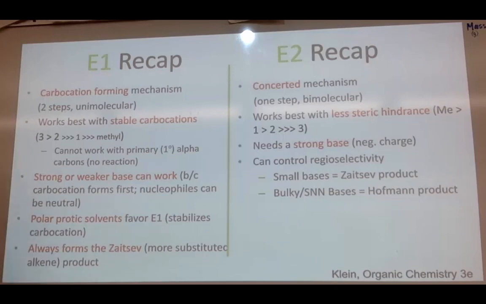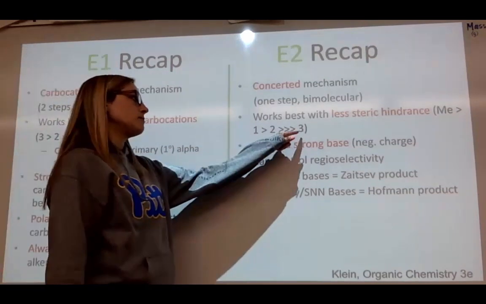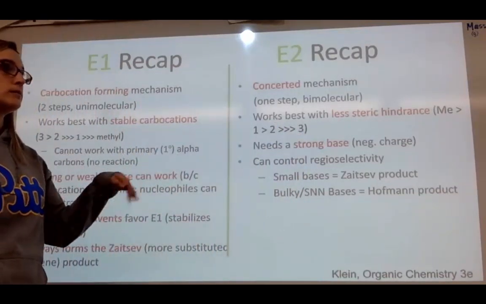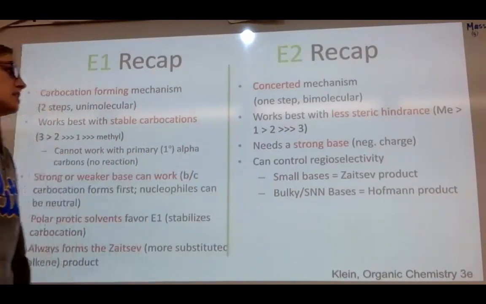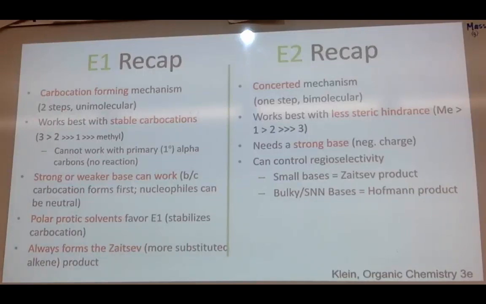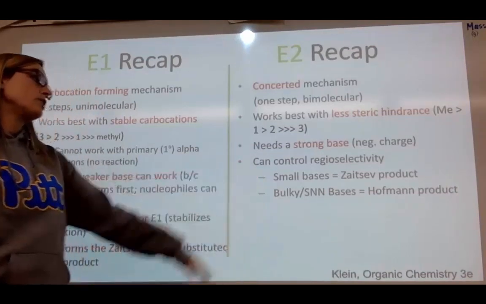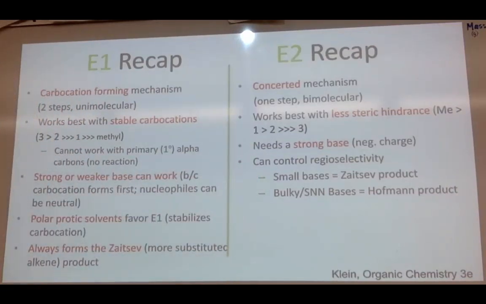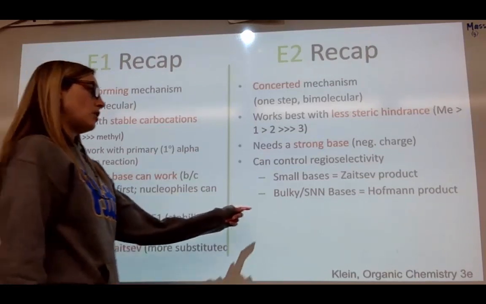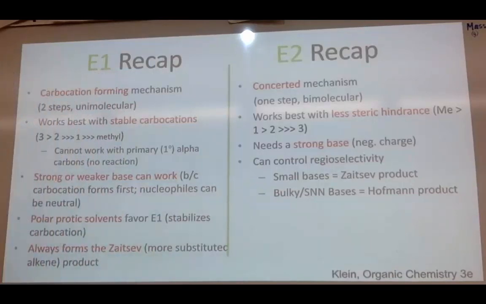Then E2 happens all at once. Again, works best with less steric hindrance, but this one could potentially work with a tertiary alpha carbon, unlike SN2, that never could. This does need a strong base, though, since it happens all at once. You need a strong base in order to kick that leaving group out. And we can actually control the regioselectivity based on the size of the base. So a small base will form the Zaitsev product, the more substituted. The bulky or strong non-nucleophilic bases will form the Hofmann product, and we'll look at this today as well.